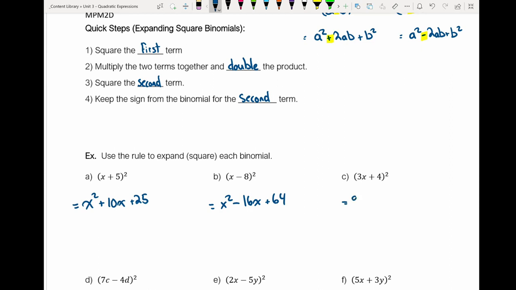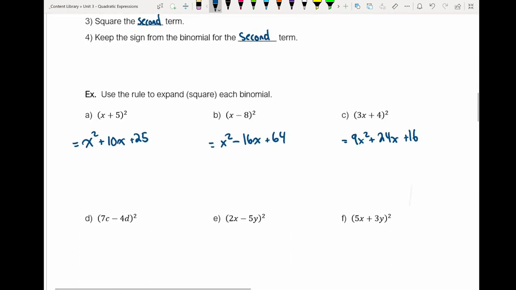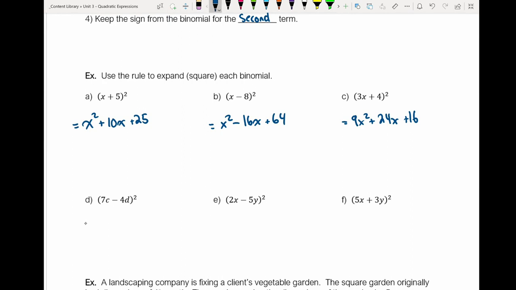3x squared is 9x squared, 3x times 4 is 12x, and then doubled is 24x. Sign is positive, and then 16 is the last term squared. Next, 7c minus 4d all squared, so 7c squared becomes 49c squared. 7c times 4d is 28cd, doubled is 56cd. The sign will be minus because that's what it is in the bracket. And then 4d all squared is 16d squared.